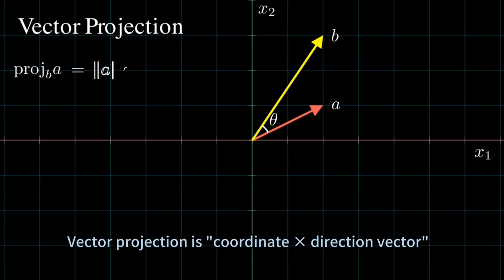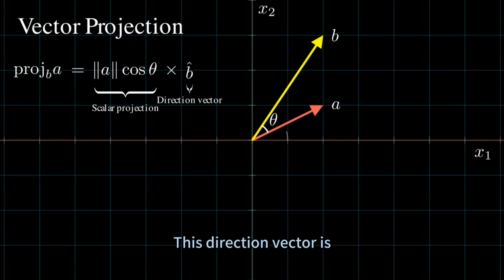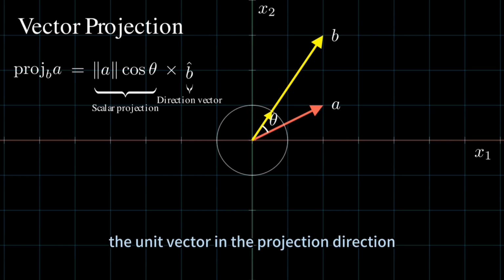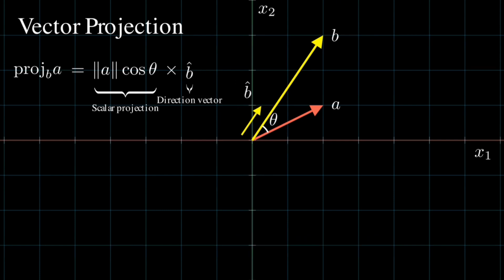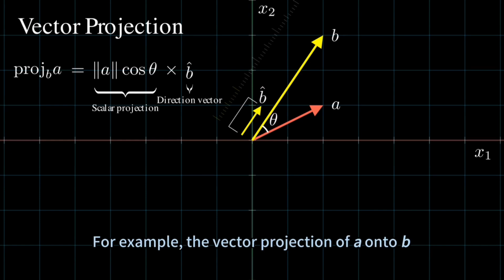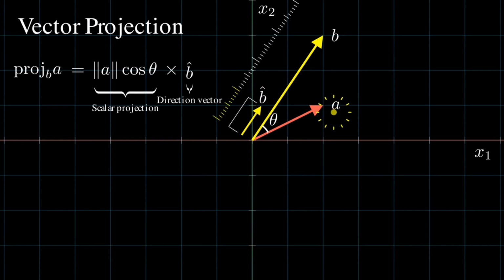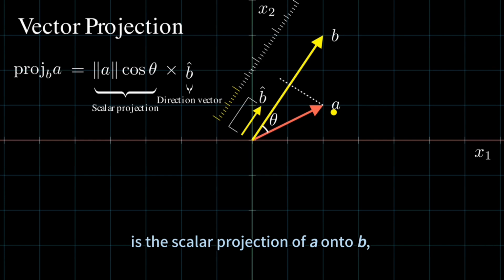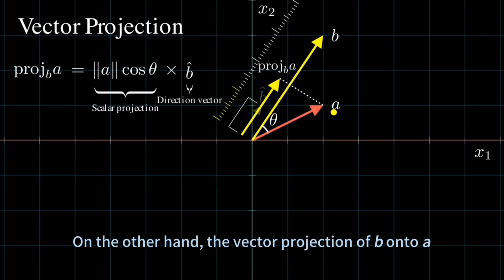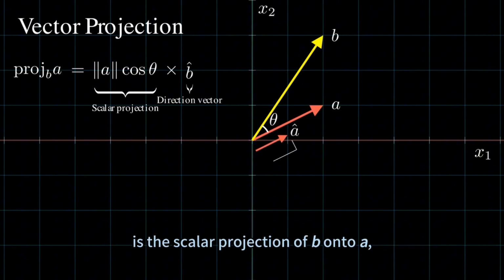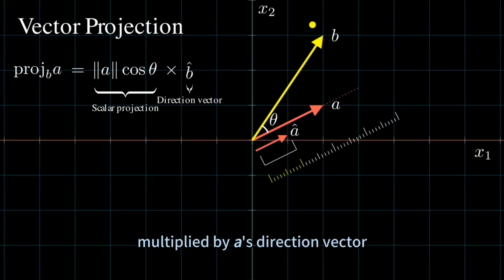Vector projection is the product of coordinate times direction vector. This direction vector is the unit vector in the projection direction. For example, the vector projection of A onto B is the scalar projection of A onto B multiplied by B's direction vector. On the other hand, the vector projection of B onto A is the scalar projection of B onto A multiplied by A's direction vector.